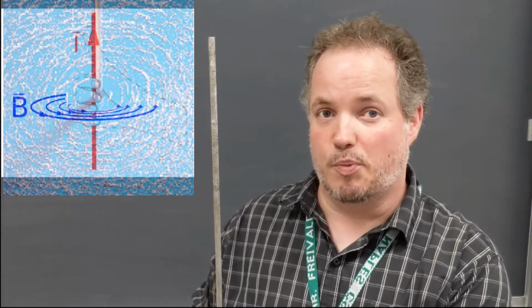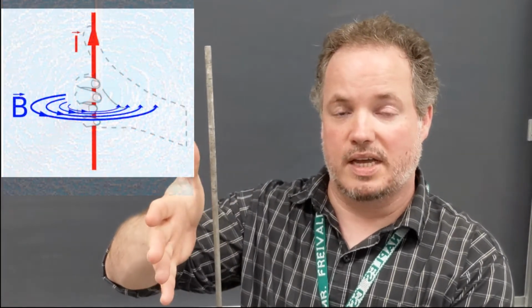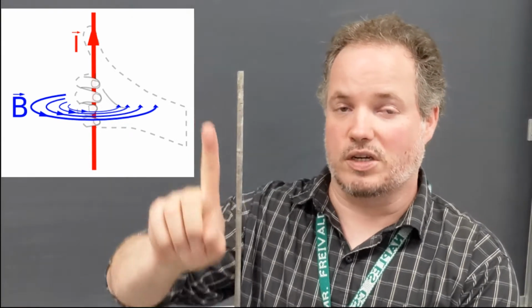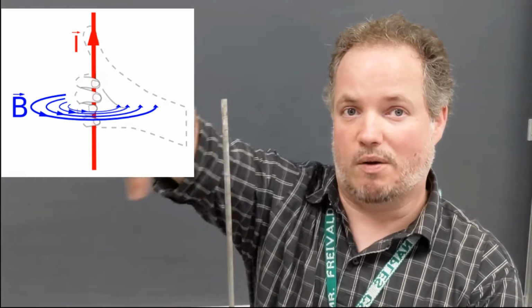You know which hand is your right hand? All right, here's the deal. If you have a current flowing, you point your thumb in the direction of the current and your fingers curl in the direction of the magnetic field. So in this case, if current is flowing this way, the field would be going around like this.